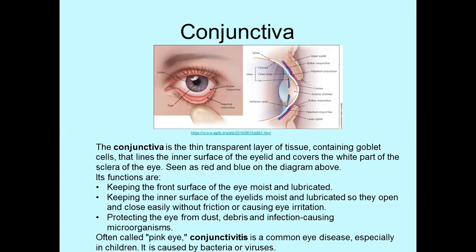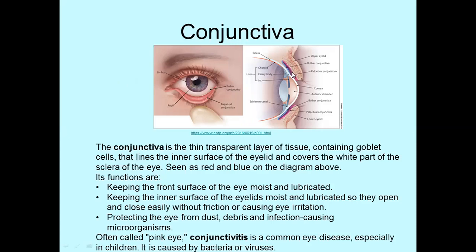Okay, so you all know about conjunctivitis or pink eye. It's a common eye disease, especially in children, and it's caused by bacteria or viruses, and it causes an inflammation of the conjunctiva. Now, the conjunctiva is a thin membranous layer of tissue, and it contains goblet cells.